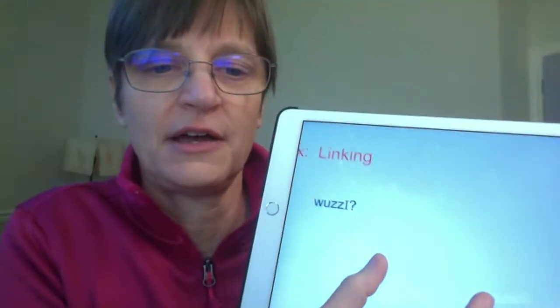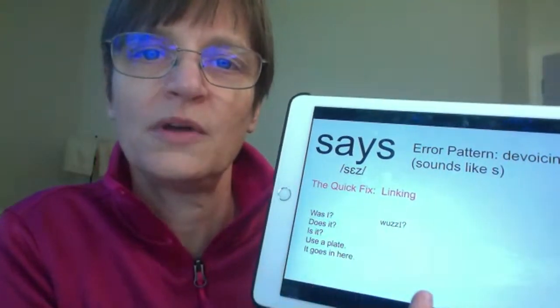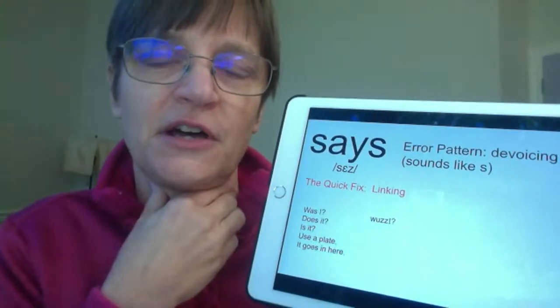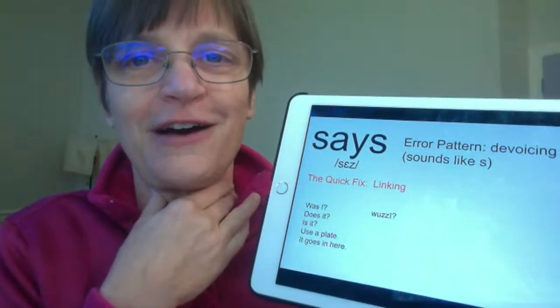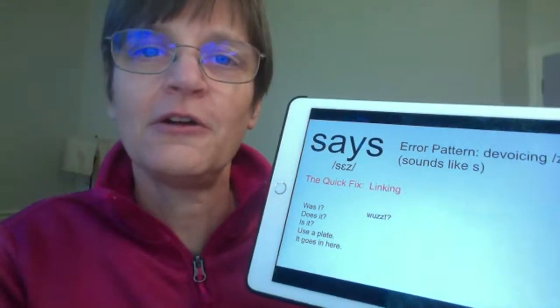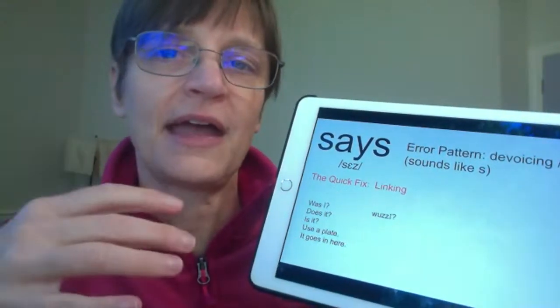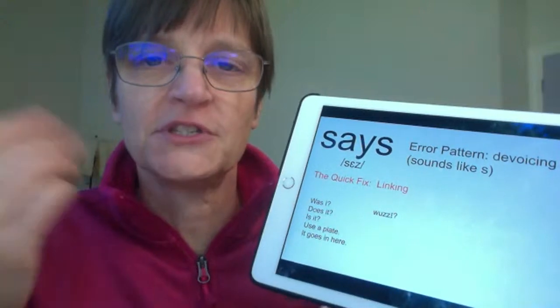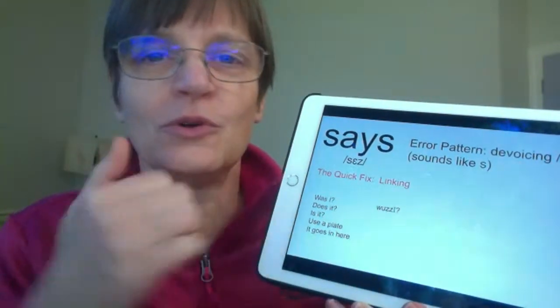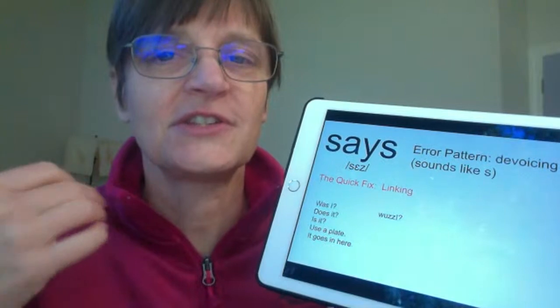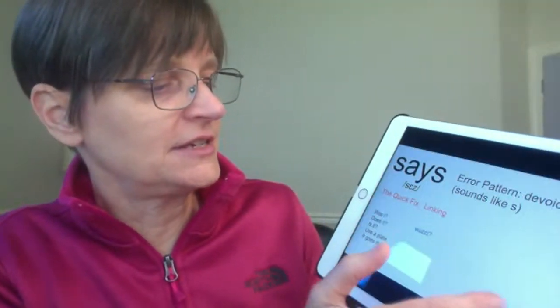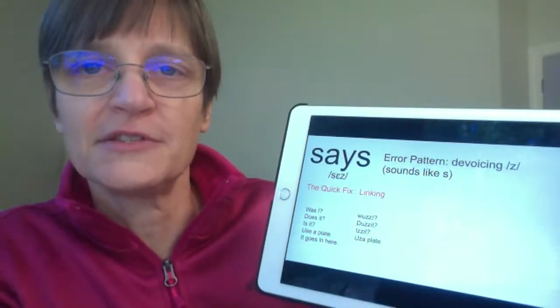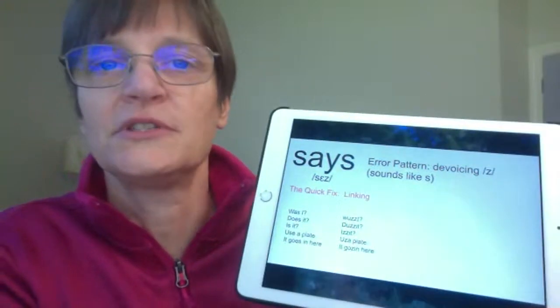So for example, when I say the words was I, it sounds more like wazI, wazI. My voice stays on from the vowel in was to the vowel in I, was I. And you already do this naturally. So many of you may have some small issues with devoicing, and it's easier to say two words and to say sentences than it is just to say was by itself with that Z sound. So does it sounds like duzit. Is it sounds like izit. And this happens in phrases as well. Use a plate. It goes in here.